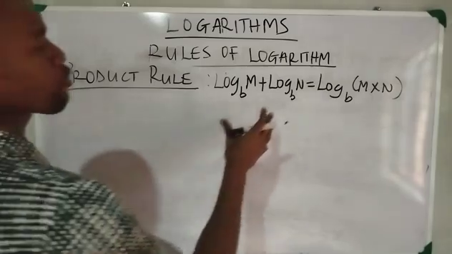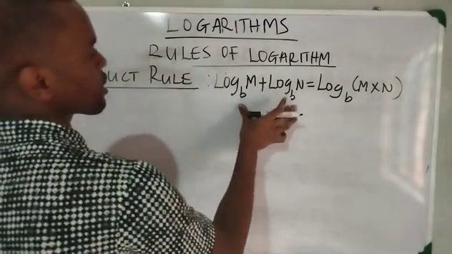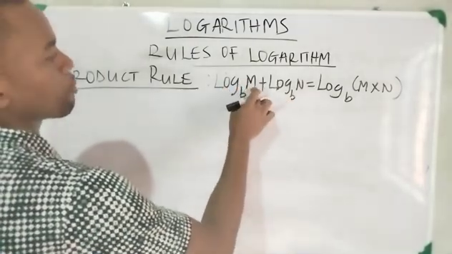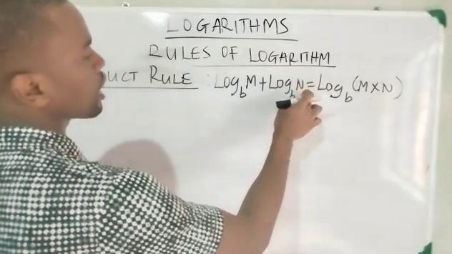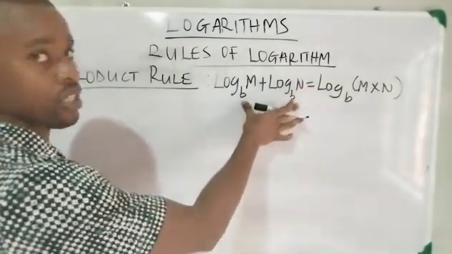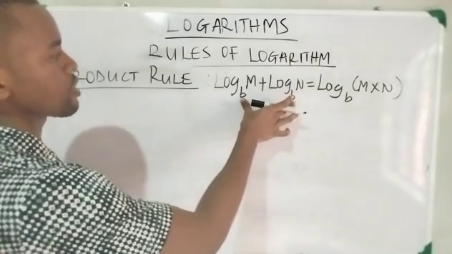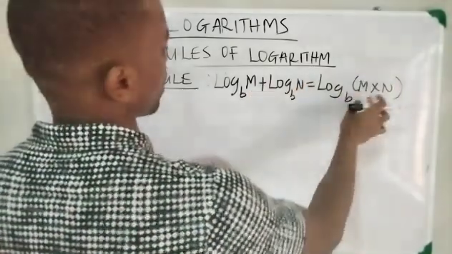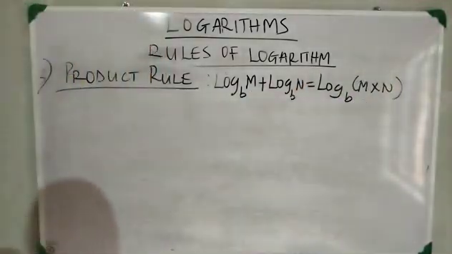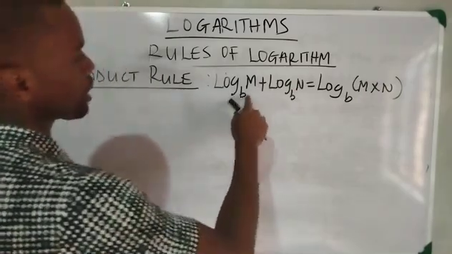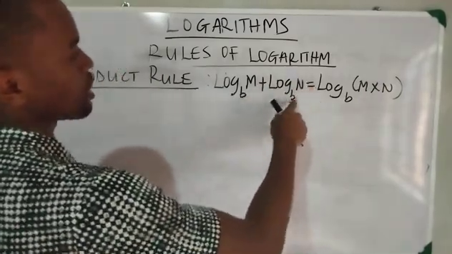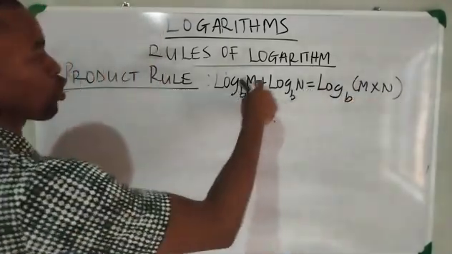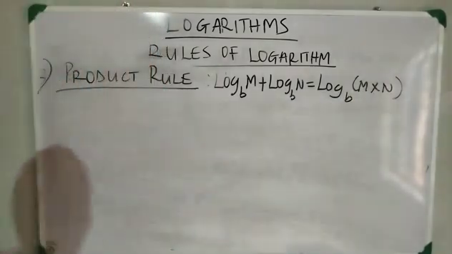It tells us that when you have two logarithms adding to each other, let's say logarithm of m adding to logarithm of n, and they are both in the same base. Take note, they are both in the same base and they are added to each other. It is the same thing as those two numbers multiplying each other in that base. So if you have log of m in base b adding to log n in the same base b, its final answer is equal to log m times n in base b. So those two numbers will multiply each other in that base.